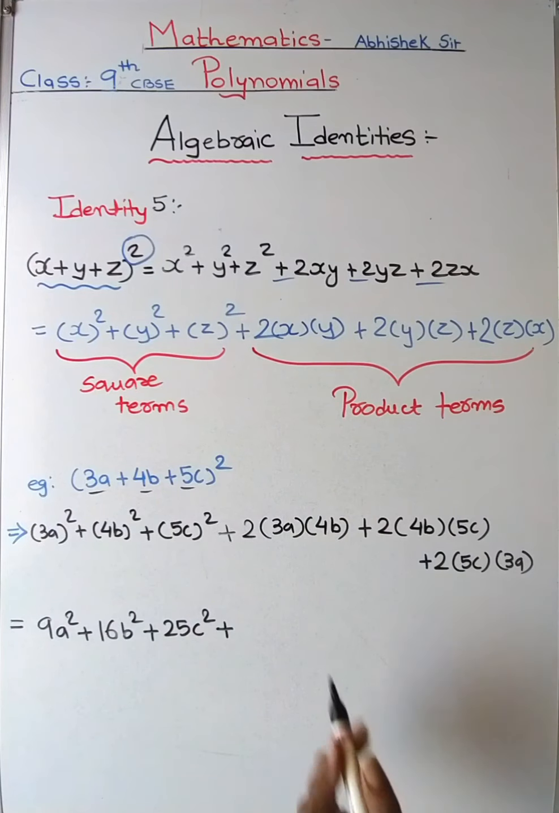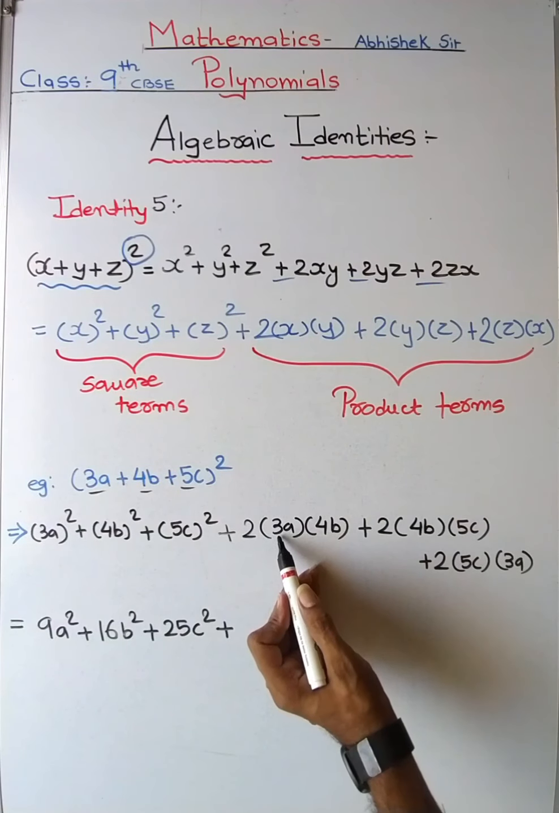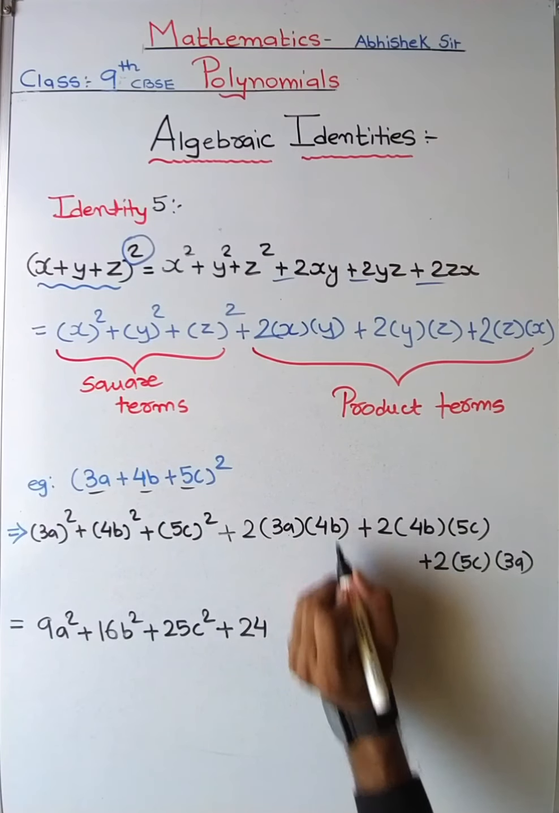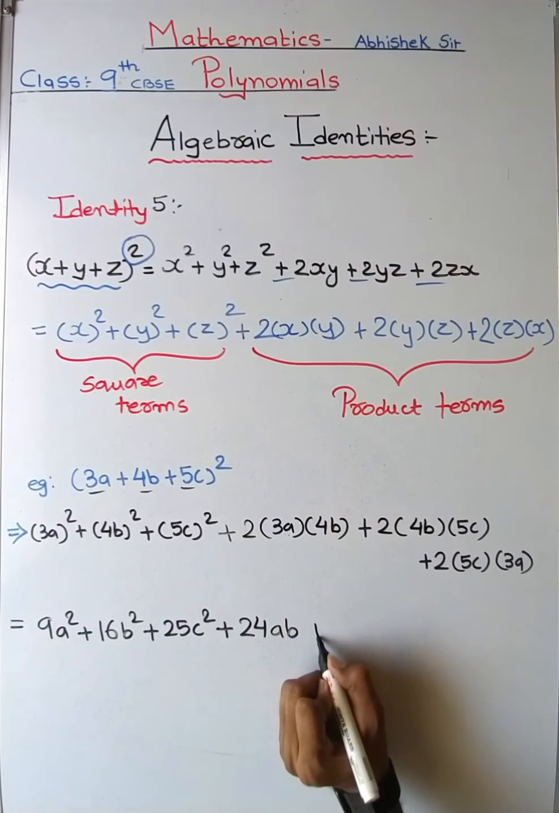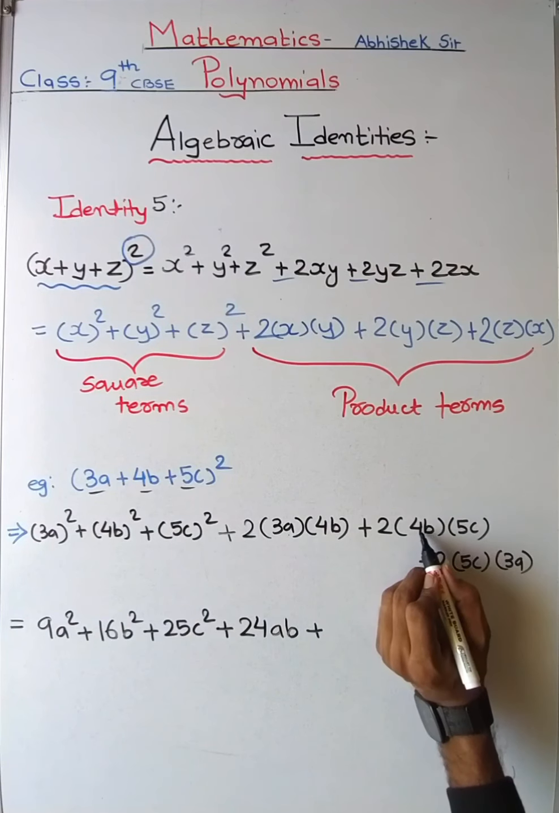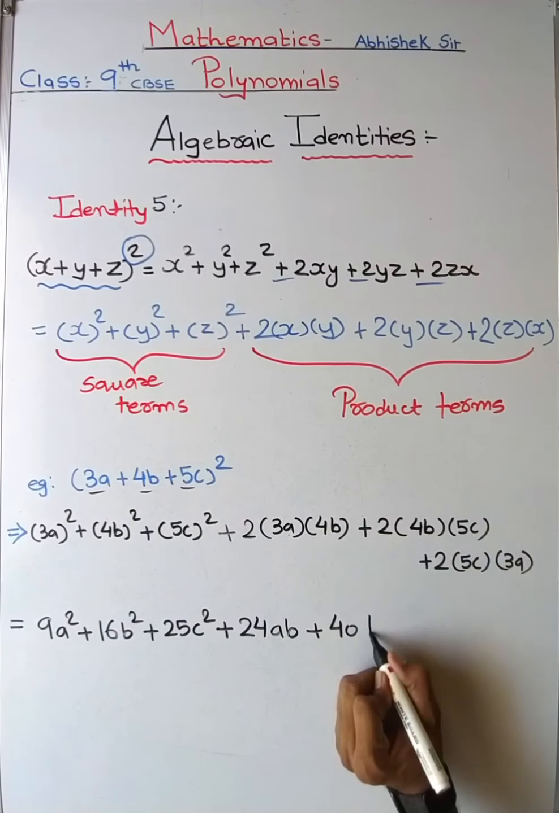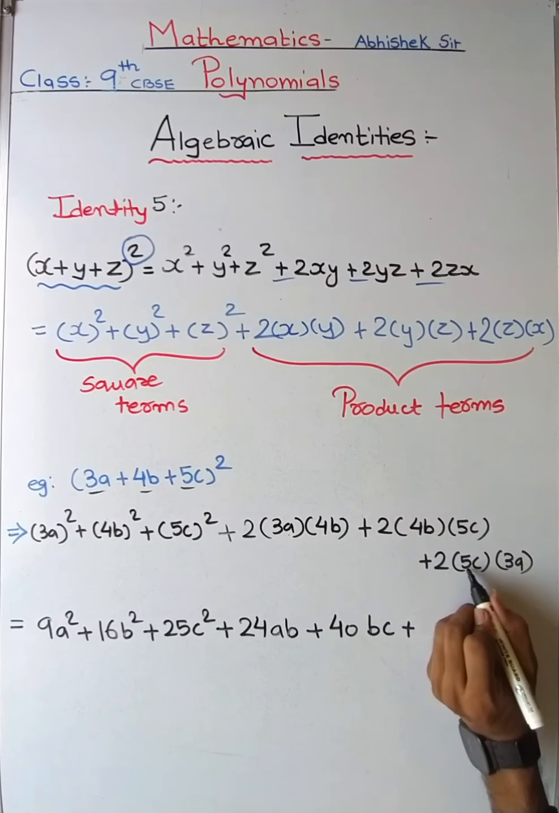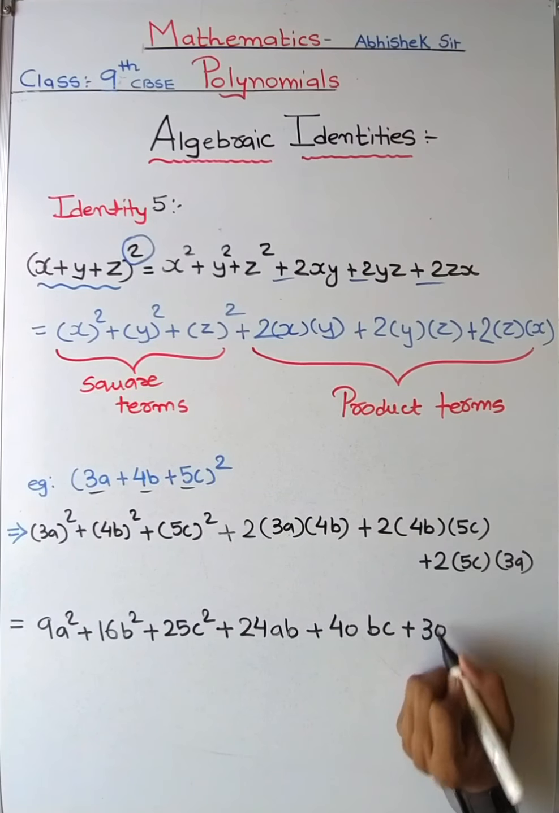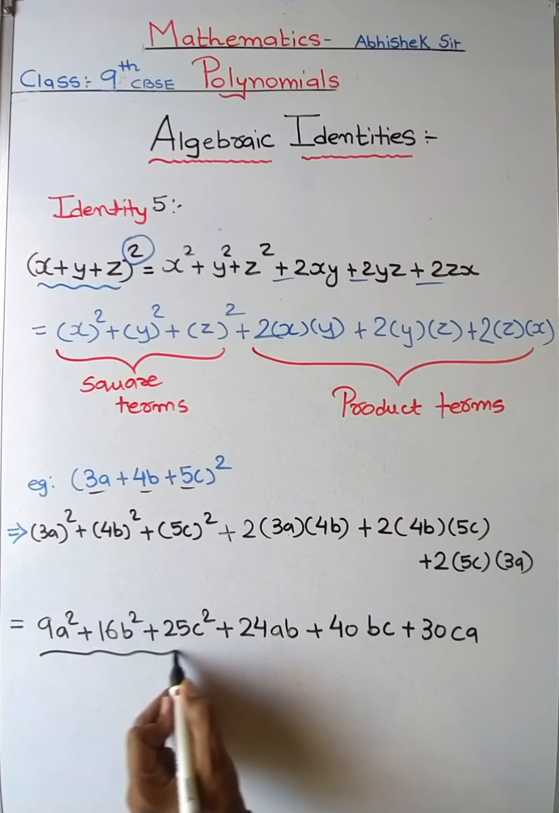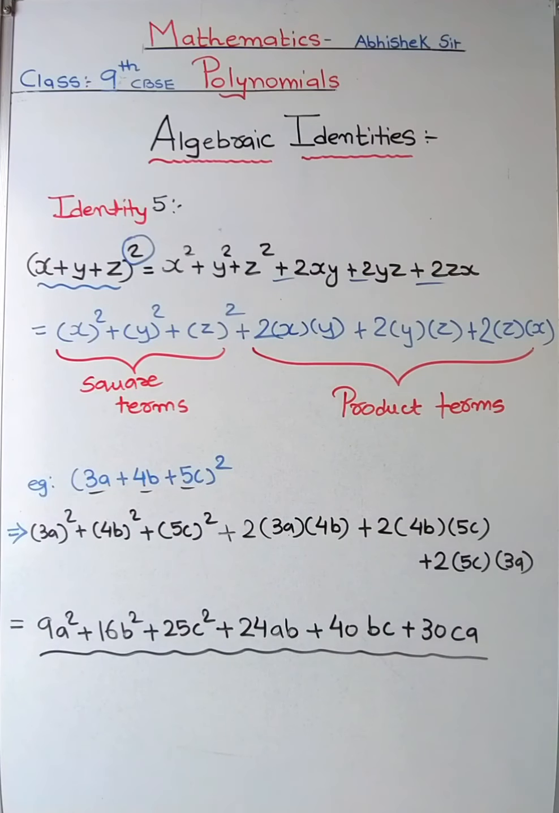Now moving on to the next three terms. 2 3s are 6, 6 4s are 24, and a into b, so 24ab, plus 2 4s are 8, 8 5s are 40, b into c, 2 5s are 10, 10 3s are 30, c into a. So this is all about identity 5.